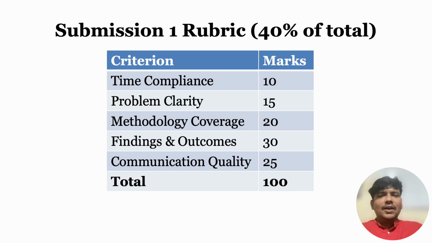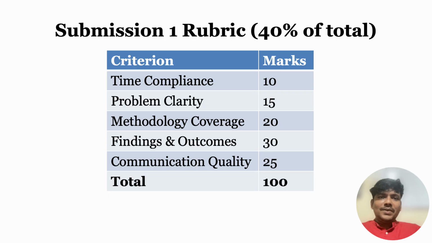Now, here's how those 20 marks for the video would break down. Time compliance is 10, problem clarity is 15, methodology coverage is 20, findings and outcomes, the heaviest single criterion, is 30. But at this instance, if you don't have serious findings, you can still decide how you narrate it. You can do wonders with your narration.